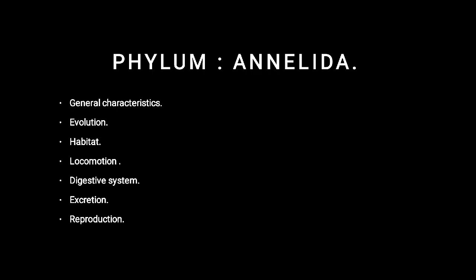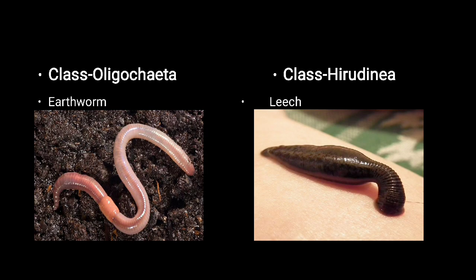The vascular system is developed and is of closed type, with dorsal and ventral longitudinal vessels connected by smaller vessels. Excretion takes place through the nephridia. Some animals are hermaphrodite while in others the sexes are separate. There are two classes, Oligochaeta and Hirudinea. In class Oligochaeta, the example is the earthworm, and in class Hirudinea, the example is the leech.